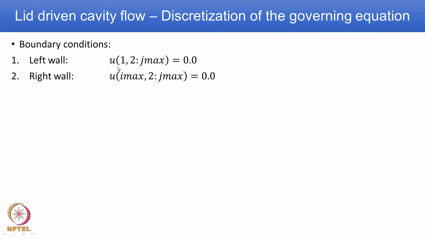So, first we see how to implement the boundary condition for u velocity. On the left wall, i is 1 and j runs from 2 to j max, u equal to 0.0. On the right wall, the grid index in the x direction is i max, and again j runs from 2 to j max, u equal to 0.0.